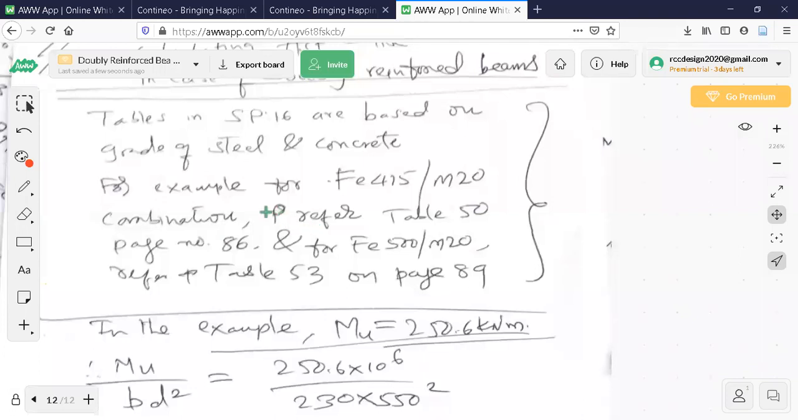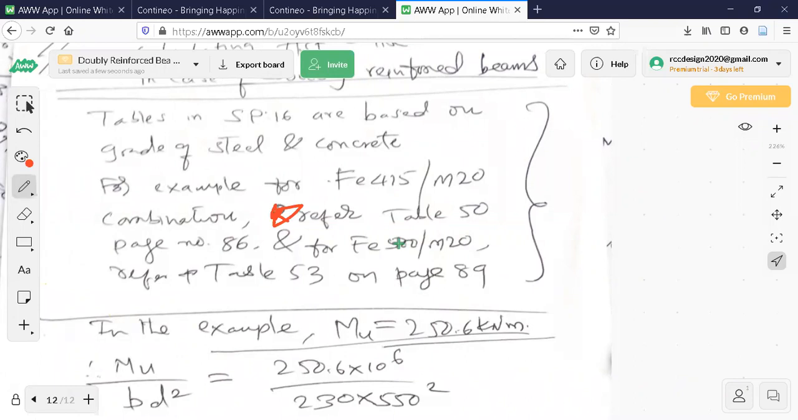Because for example, if the material combination is Fe415, M20, what should I do? Refer table 50. When to refer table 50: Fe415 M20, on page number 86. And for Fe500 and M20, this is one more combination they give in the examination. Usually they keep the concrete same, M20, and try to change Fe415 and Fe500 in the question paper.